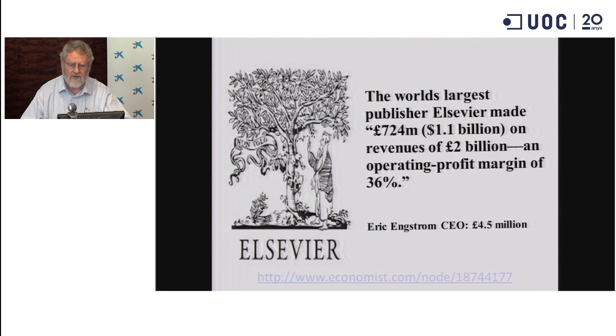And let's look at the world's largest publisher, Elsevier. They made £724 million in profit on revenues of $2 billion, an operating profit margin of 36%, and their CEO made £4.5 million, not dollars, pounds, that's about $6 million. So yes, it's very profitable, and again, he's profiting off free content freely given, with free reviewers and free copyright.